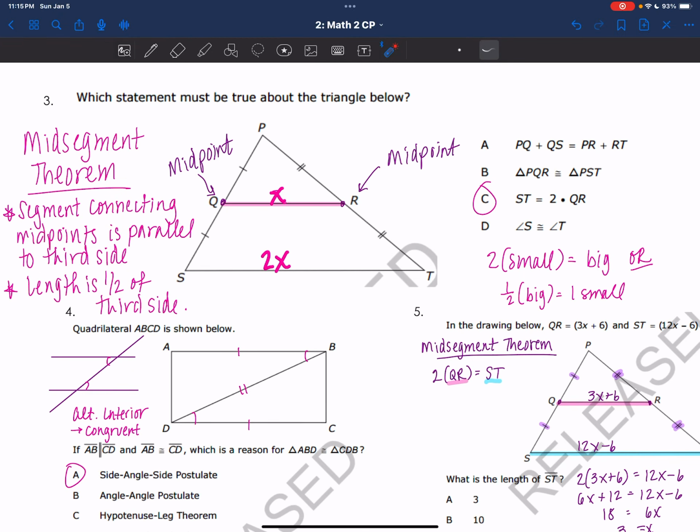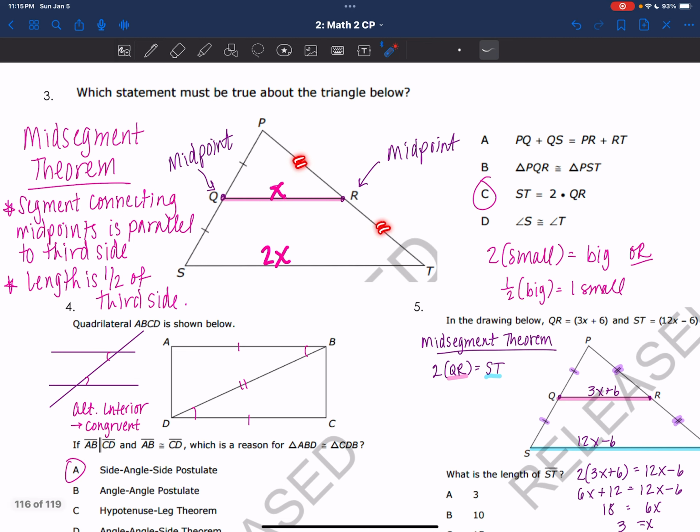All right, for your mid-segment theorem, you have a few of these. So I'm going to go through this one, and then the other ones I'll just go through quickly. We know that this is the midpoint because these two sides are congruent. We know this is the midpoint of this side because this is congruent to that. And this is the mid-segment theorem. So remember, the segment connecting the midpoints is parallel to the third side, and it also means the length is half of the third side. So you could see it written as x, and then the third side would be 2x, or you could see it as 2 small equals the big, or half the big equals 1 small. So any of those, so that's why you've got that, and then we're going to do some problems with that.